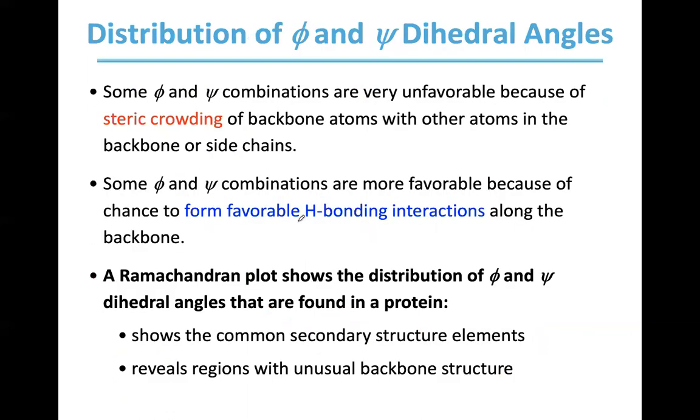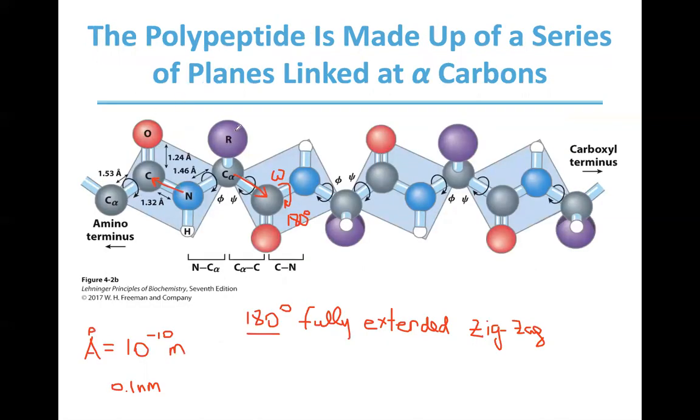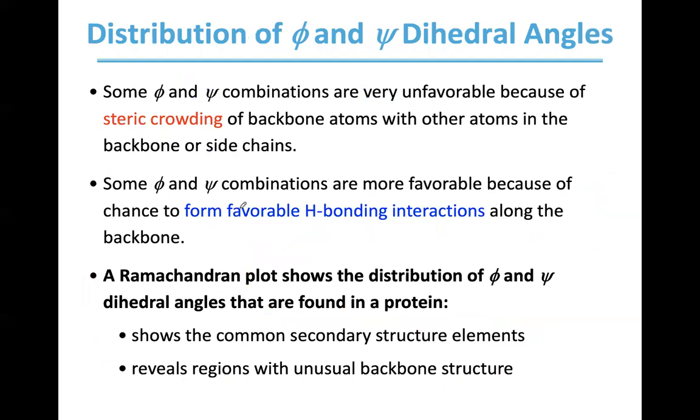Okay, thank you. And let's finish with what's called the Ramachandran plot. Some phi and psi combinations are very unfavorable, because of steric crowding of the backbone atoms with other atoms in the backbone and side chain. If you look at this structure again, there are a lot of these side chains, R and R. This R is towards us, that R is away from us. Obviously, if you change the psi and phi, then you will also change the distance and the steric crowding between the R groups. So not all phi and psi are accessible, and some of the combinations are more favorable to avoid that, and some are favorable for forming H bonding interactions along the backbone.